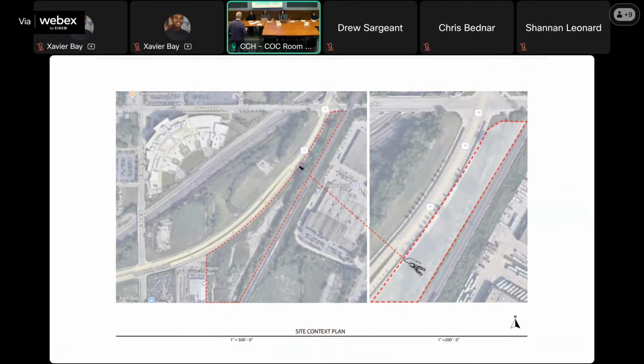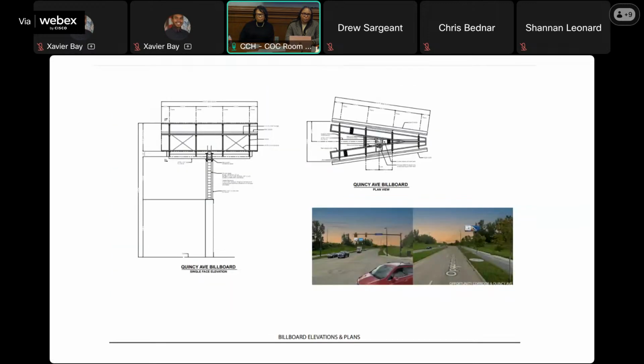Okay, so this shows in 2 images where they are in comparison to the Opportunity Corridor. As you can see, this is a long, narrow piece of property that the city owns. Why it's addressed at Woodland is the wider part is closer to Woodland. The top part where the billboard's closest to is actually Quincy. Next slide, please. This shows the sign itself. It's 50 feet to the top of the sign. The signs are 10 feet, 6 inches by 36 feet.